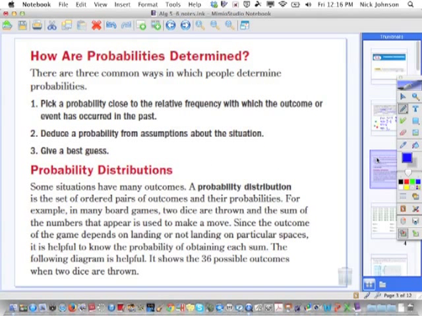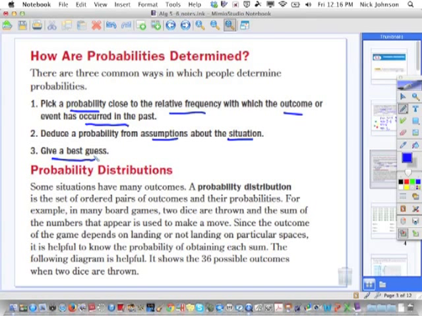How are probabilities determined? There are 3 common ways in which people determine probabilities. You pick a probability close to the relative frequency with which the outcome or event has occurred in the past. You deduce a probability from assumptions about the situation, or you give a best guess.